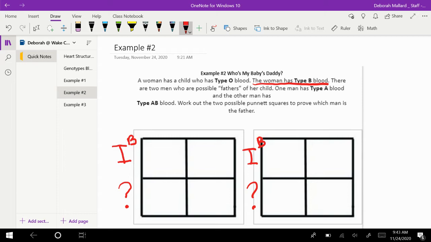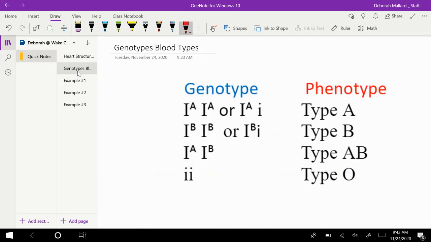We have two possible fathers. One man has type A blood. I look back at my chart. It says he has type A blood, but it does not tell us if he's homozygous or if he's heterozygous. We don't get that information, but we know he at least has one IA.